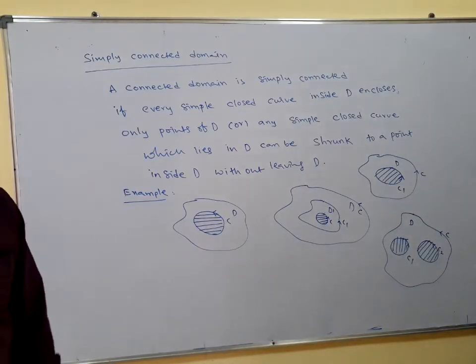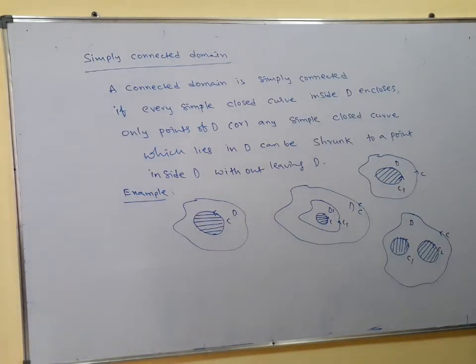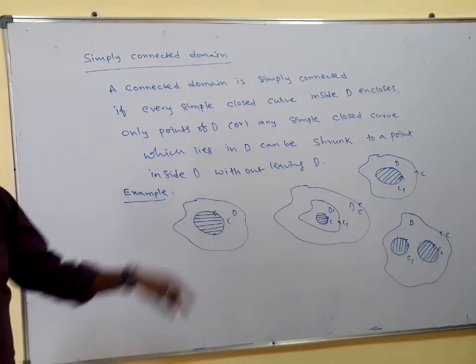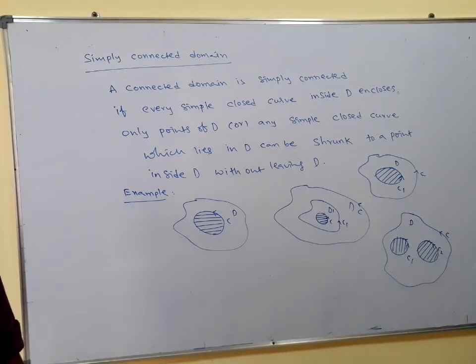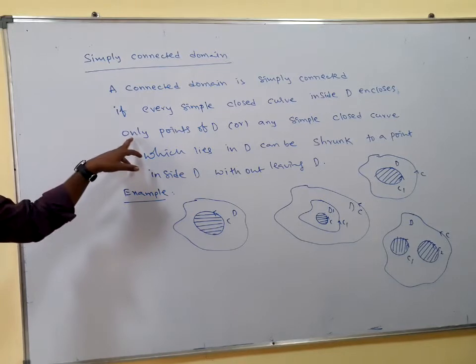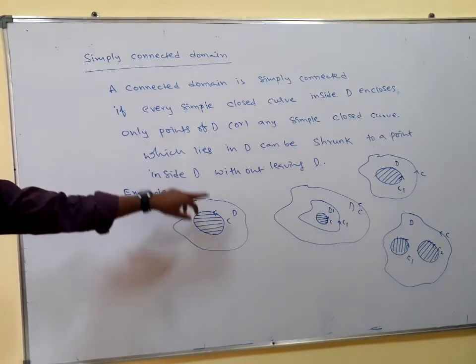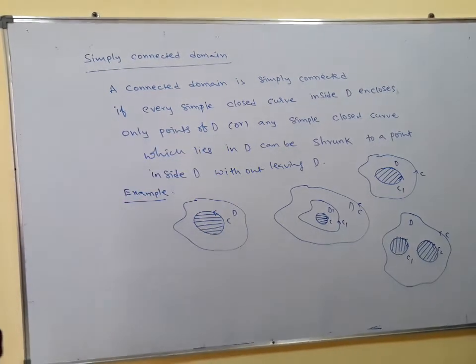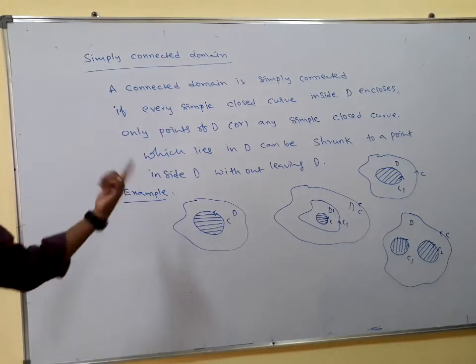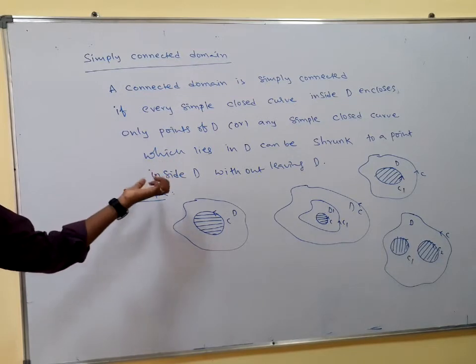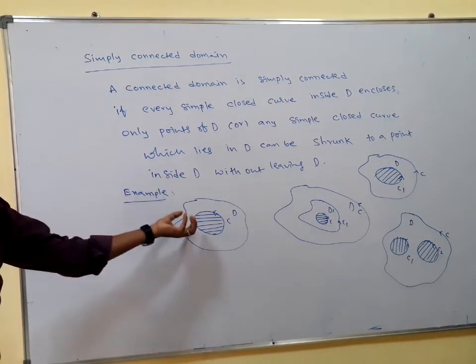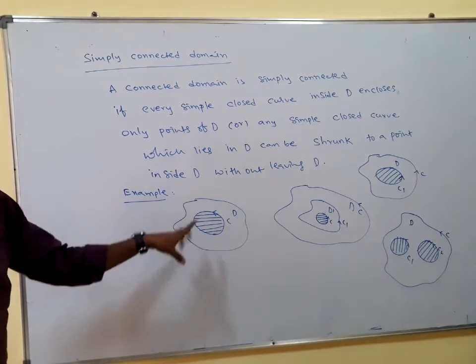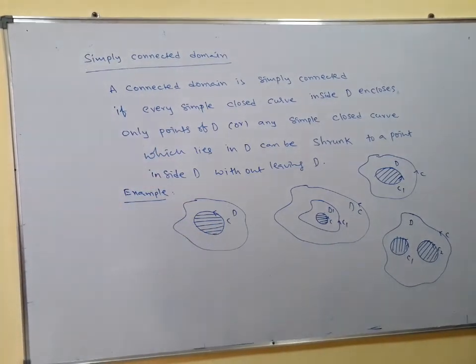Next, the definition of the simply connected domain: a connected domain is simply connected if every simple closed curve C inside D encloses only points of D. Or another definition: any simple closed curve which lies in D can be shrunk to a point inside D without leaving D. So we say that it is called simply connected.